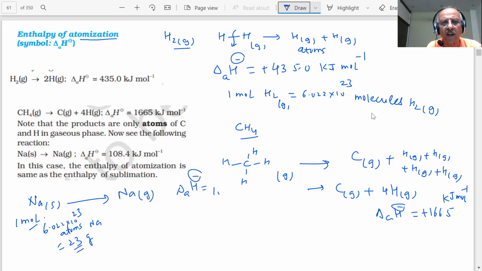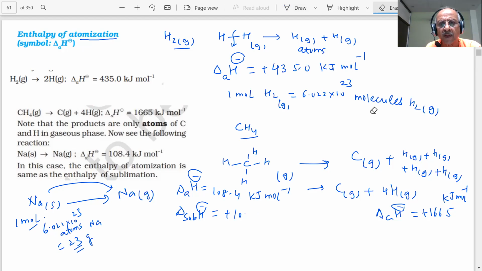Standard value 108.4 kilojoule per mole, student. This is also called enthalpy of sublimation, students, because solid to gas is what? Sublimation. Yes, sir. You will need how much, student? 108.4 kilojoule per mole, that is the energy required for this process. Note down everything, then we will proceed further, students.